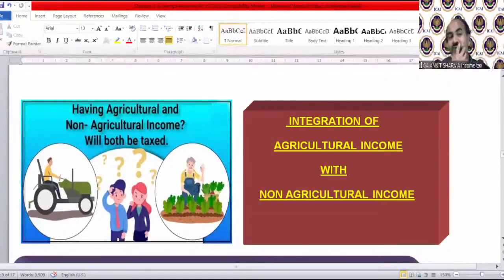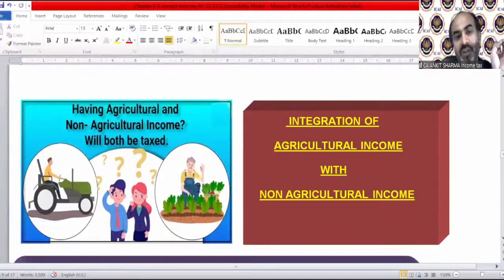Now the provision of composite business is over here. What we just discussed were the theoretical provisions of agricultural income. Now we are going to discuss the practical provisions of agricultural income with non-agricultural income. It is a very, very important topic for your examination also, and it will technically connect with your rates of tax topic.